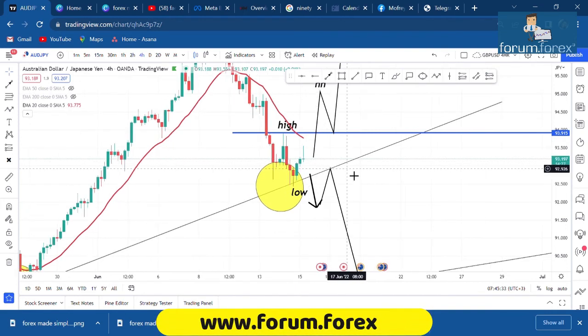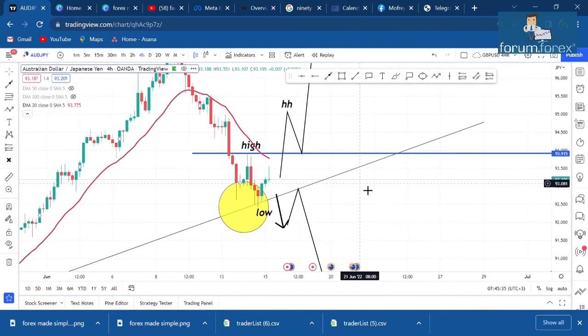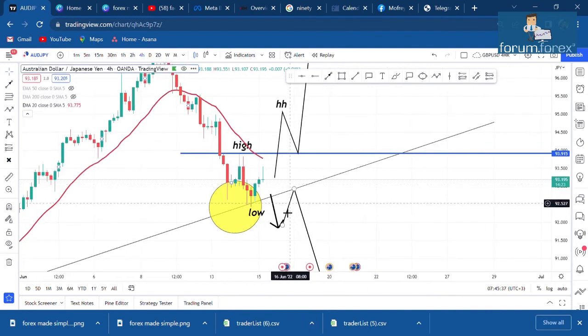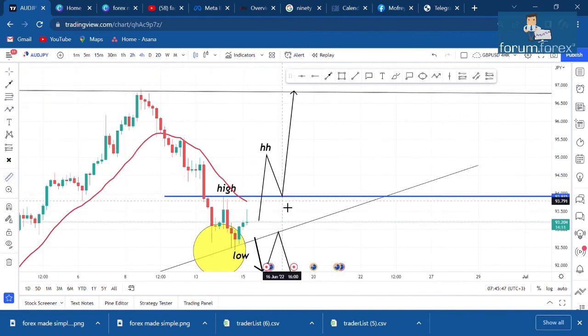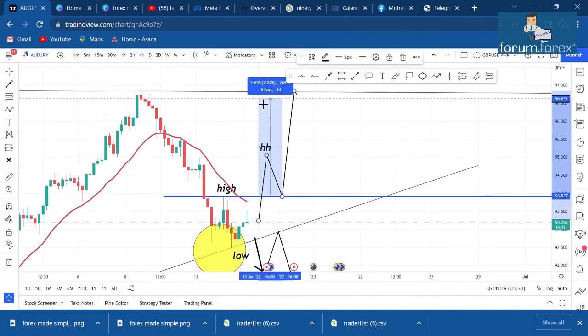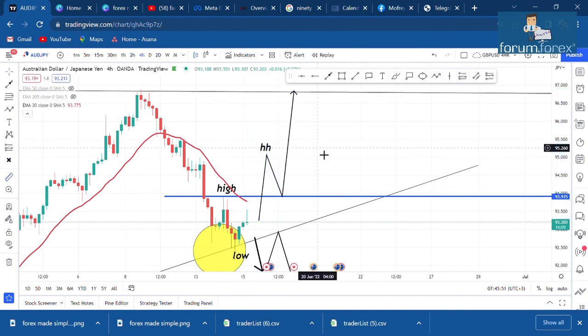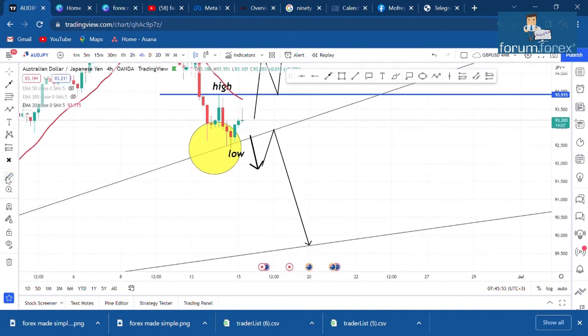If this market will go and break here, well and good, wait for a retest, and we will be targeting how many pips? From where it breaks, it's 287. If it decides to break on the downside, how many pips? 313. So either way, you will get your pips.